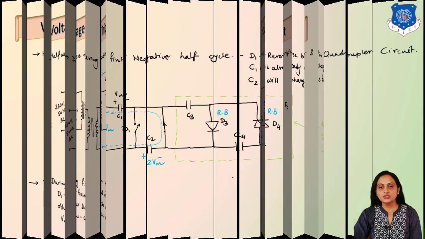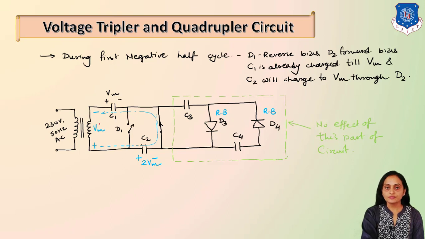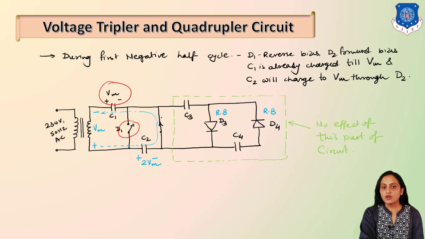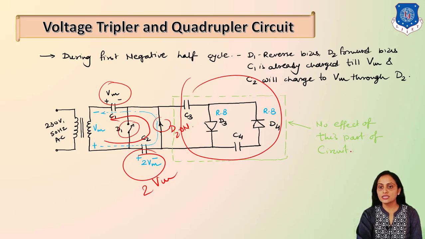So this is what happens during the first negative half cycle, which is shown over here. You can see minus plus, C1 is already charged to Vm, D1 is off, D2 is on, and through this path C2 is going to charge to 2 Vm. During this portion, this network is not working because D3 and D4 are both reverse biased. So after completion of the first negative half cycle, we have capacitors C1 and C2 charged.